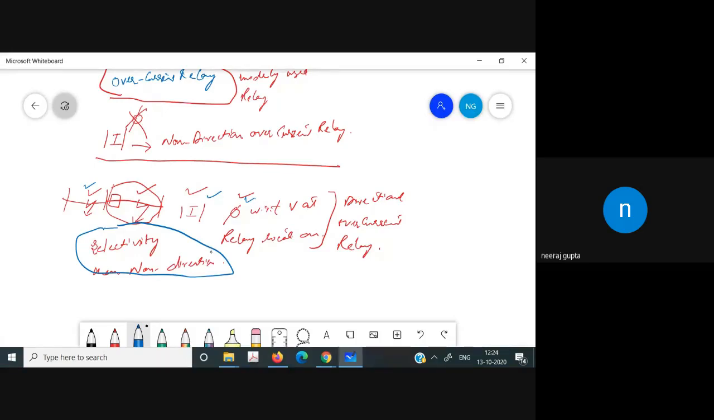However, in this case, we must not forget that any type of protection is first a concept, and it needs to be implemented. And the vehicle of the implementation, you can say, is a relay. If we imagine the non-directional overcurrent relay, it only takes into consideration the magnitude of the current, which is different from the directional relay, which takes into consideration the magnitude of the current as well as the phase angle for its operation.